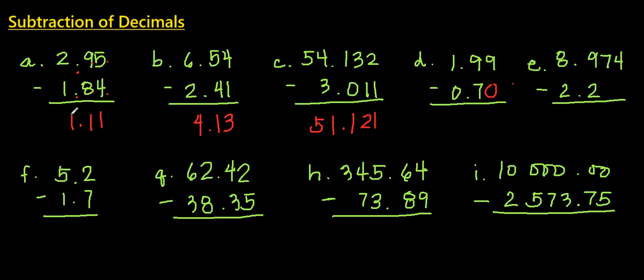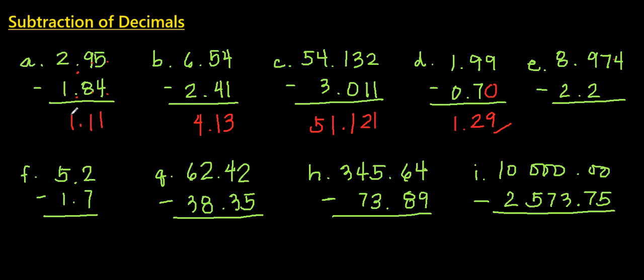Example D. 1.99 minus 0.70. So let's just bring down 9. 9 minus 7 is 2. Copy the decimal point, then bring down 1. The final answer is 1.29.